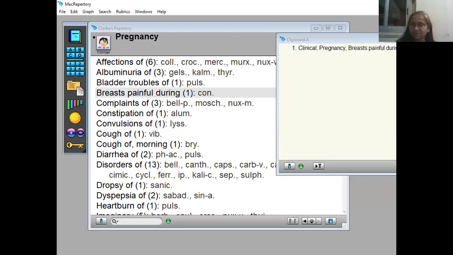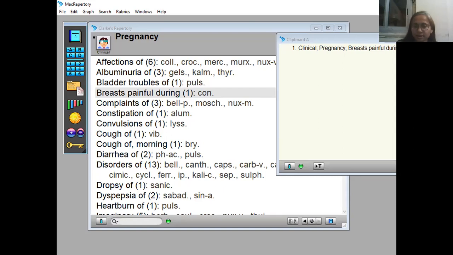Okay, so because it was a very clinical case, I didn't have much which I can take in the repertory, or I can prescribe something. I just went to Clark's repertory. I saw pregnancy and I got this rubric. This is such a beautiful rubric, and thankfully it has only a single remedy. So I didn't have any confusion. So pregnancy, breasts, painful during.